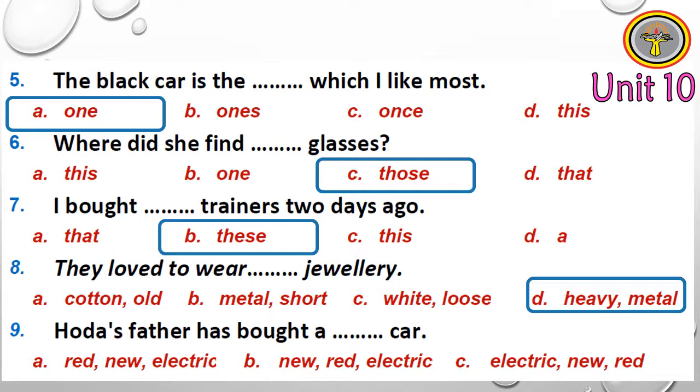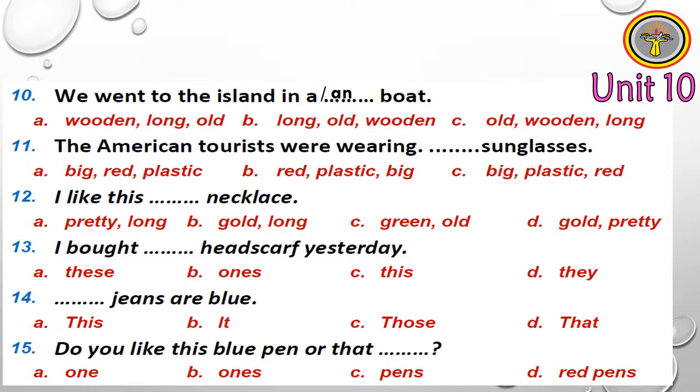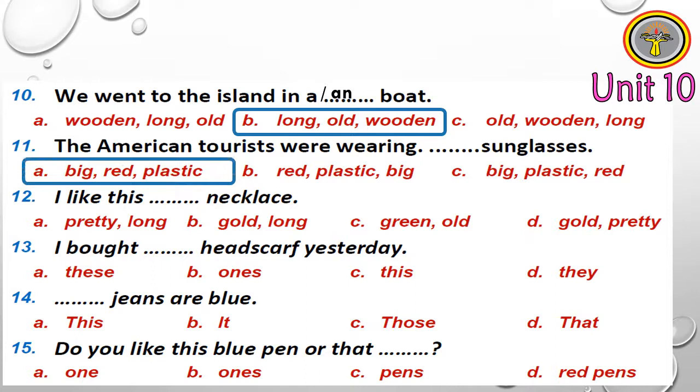Number 9. Hoda's father has bought a space car. A new red electric car. Number 10. We went to the island in our boat. Of course, a long old wooden boat. Number 11. The American tourists were wearing space sunglasses. Big red plastic.